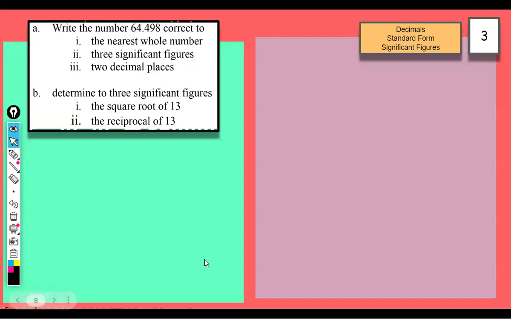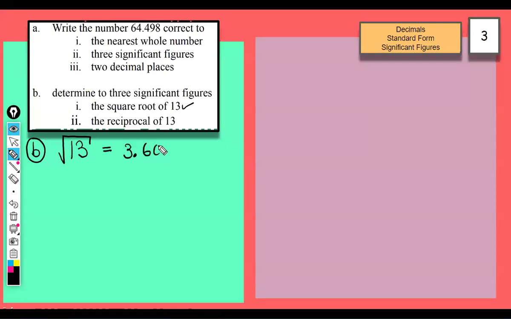Well, for part B, we need to find the square root of 13 first. Now, believe me, when you find the square root of 13, it's not going to look pretty on your calculator. For those who cannot find the square root button, or bought a calculator without one, this is what you would see. The square root of 13 is a crazy number like this: 3.6055512. It goes on and on and on, right?